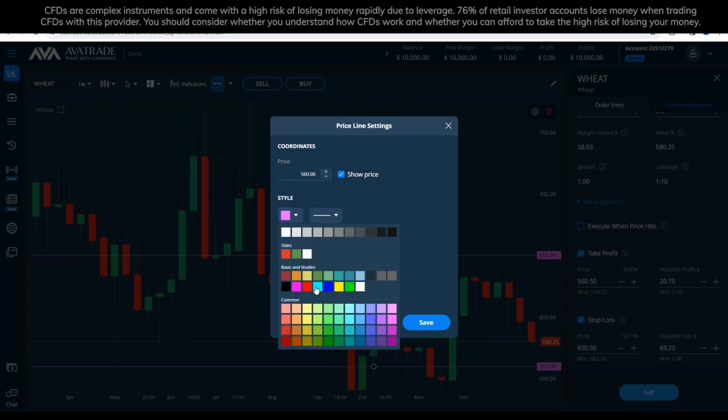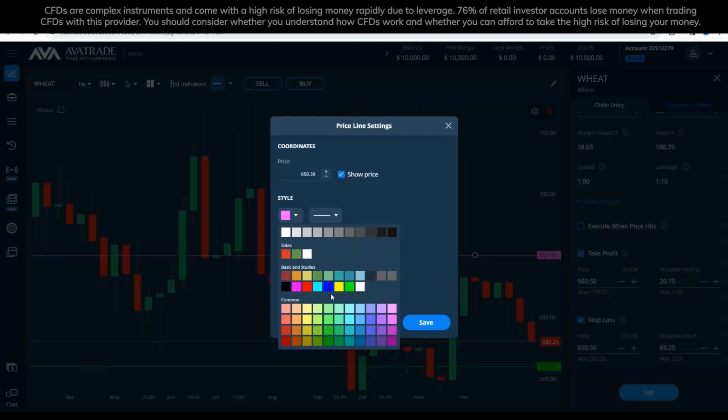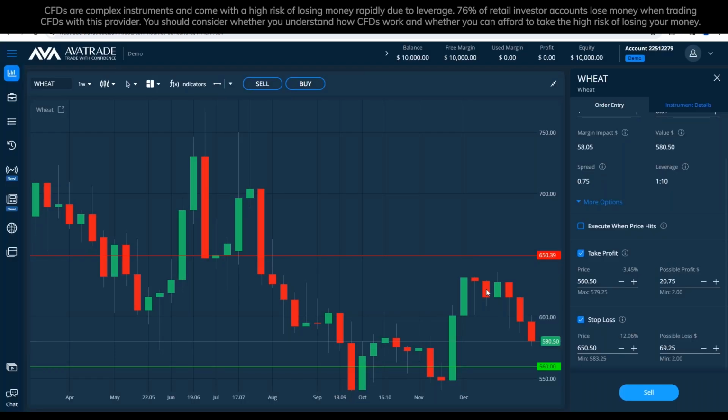Because this is my take profit, we're gonna make it green. And this is my stop loss, and we're gonna make it red. There's really no need to do that, but it just helps to remember. This happens to be exactly on the resistance line. So in this case, this is way more than before, and the ratio here is approximately 1 to 3, right? Why is that 1 to 3? Possible profit is 20. Possible loss is 69.